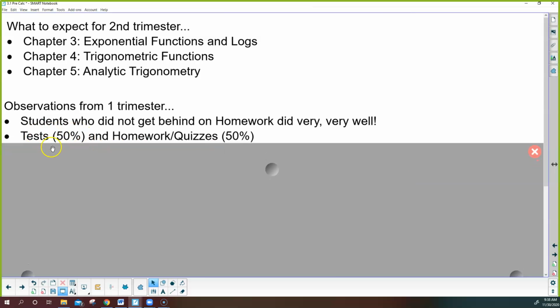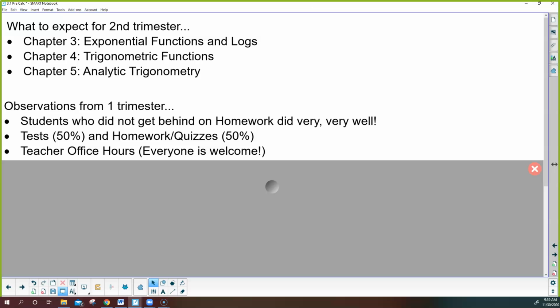Keep in mind, any test that we do goes into the summative category, and that's 50% of your overall grade. And the homework and quizzes are 50% of your overall grade, which means if you don't do the homework, that can really, really drag you down. And if you're not doing well on the tests, that will drag you down even faster. So homework is extremely important, more than it's been emphasized in years past.